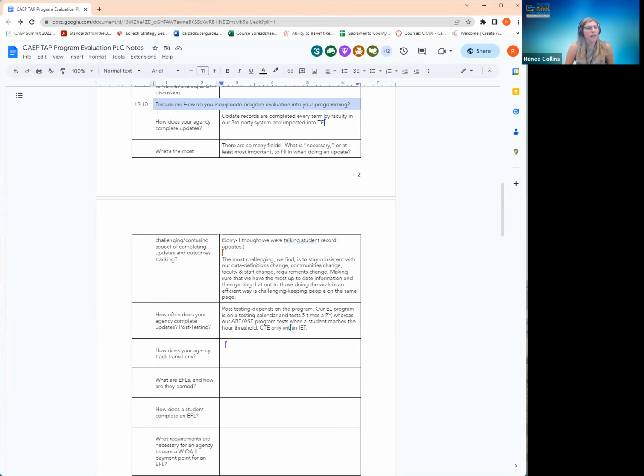Good. So the first response was that there are so many fields, and what is necessary, or at least most important, to fill in when doing an update, in reference to student record updates. But are there other types of updates, or is that what we're talking about, the student updates? Anybody want to respond to that?